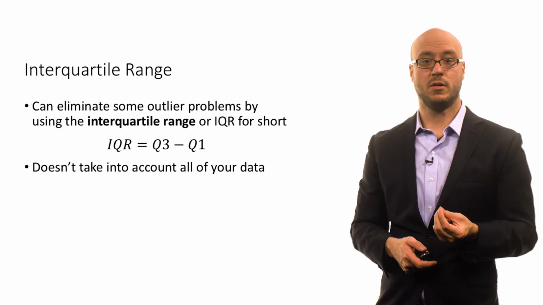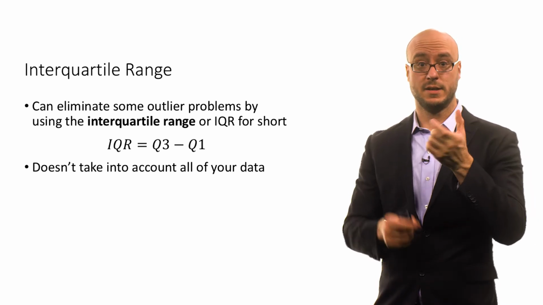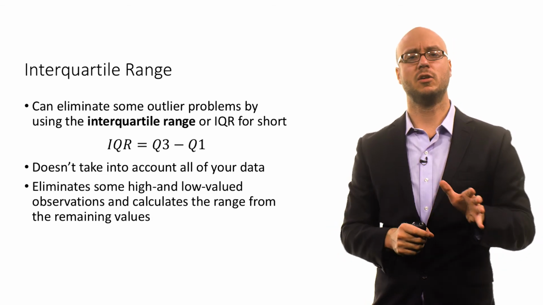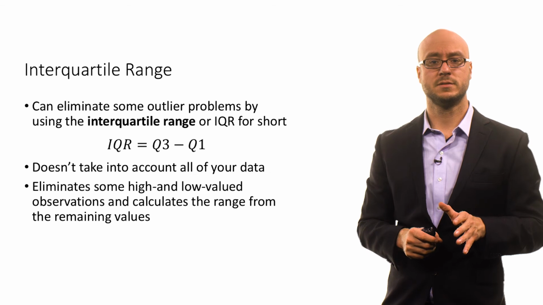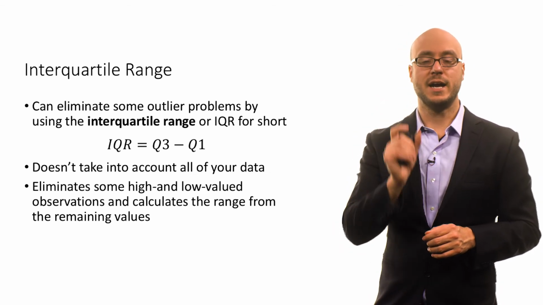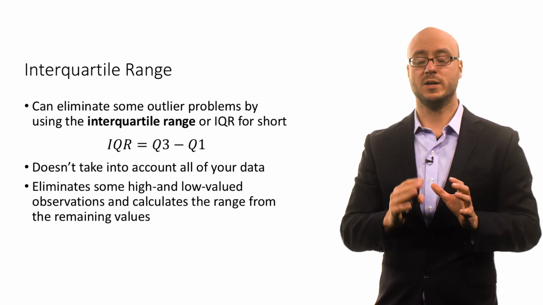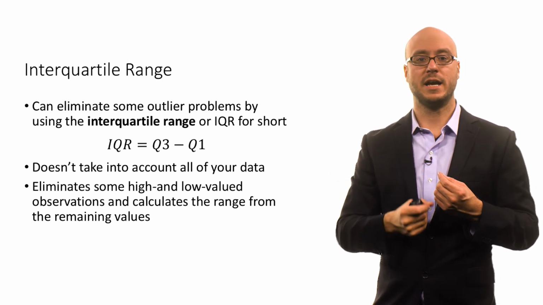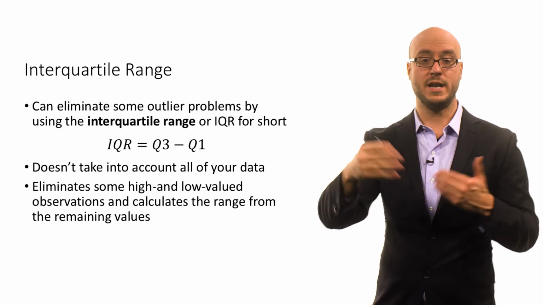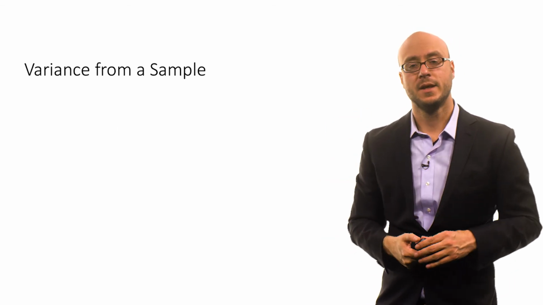It doesn't take into account all of your data. It only really takes into account the middle 50% of your data, but it eliminates those high and low valued observations. It's essentially the range of the middle 50%, with the idea being that it's going to be more robust, less sensitive to outlying values, either extreme values at one end or the other end.